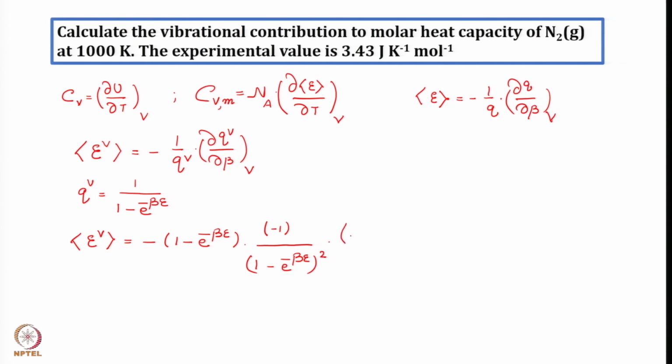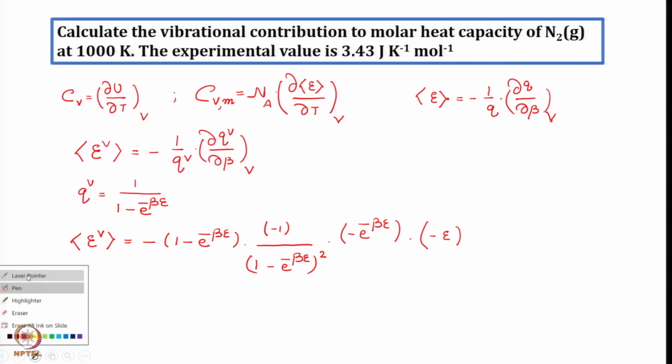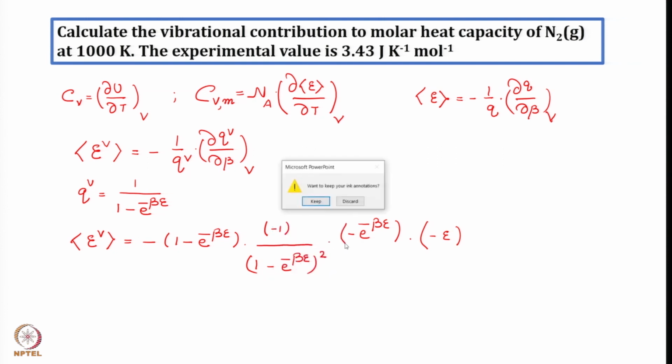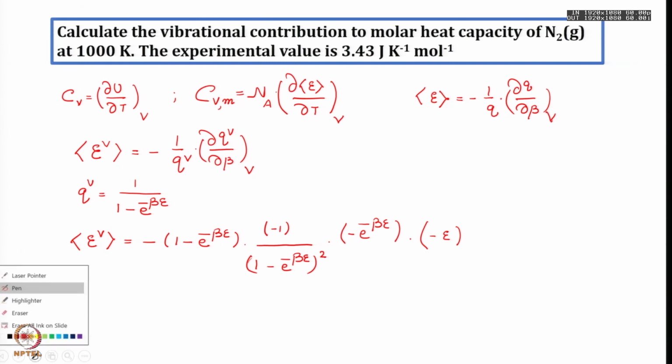into minus exponential minus beta E into minus E. This is all going to be the expression for E vibrational, that is minus 1 by Q, into the derivative of this, which is minus 1 over 1 minus exponential minus beta E squared, and the derivative of this, which is minus exponential minus beta E, then the derivative of minus beta E is minus E. All right. So what does it come to now?